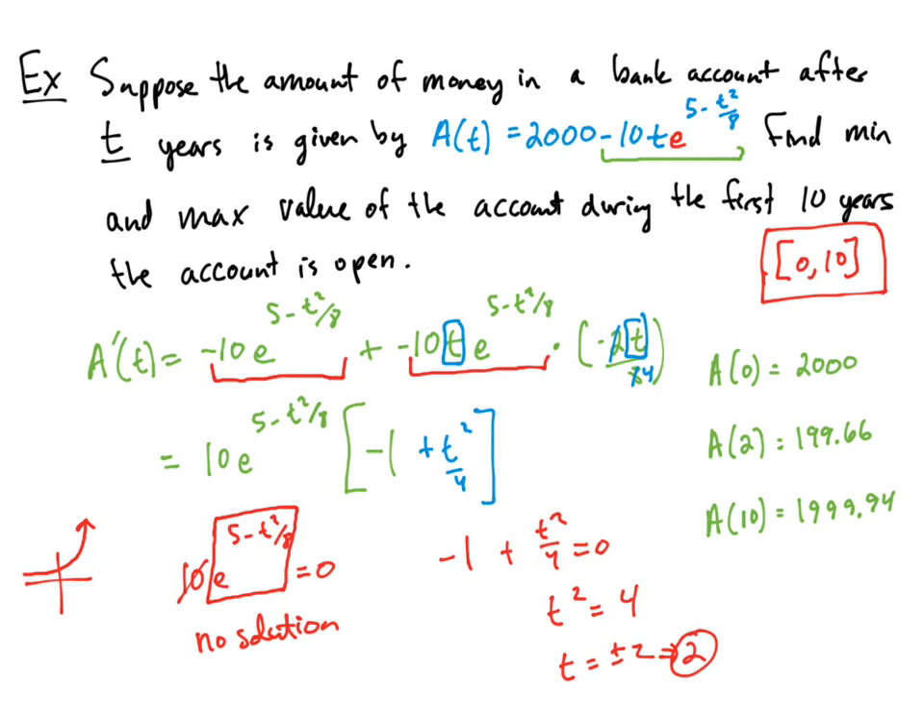So what we see is that the max value is right here, and that occurs when the bank account is opened. It's like we deposited $2,000 right off the bat. And then it looks like the value of the account dipped pretty severely at the 2-year point. And then after 10 years, we're almost back up to $2,000. So the max value is $2,000, and the minimum value is $199.66.